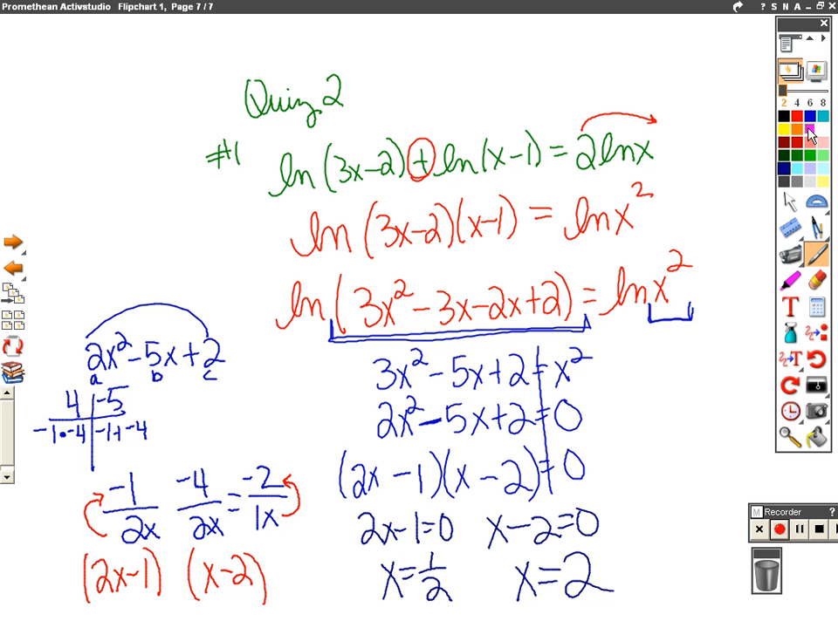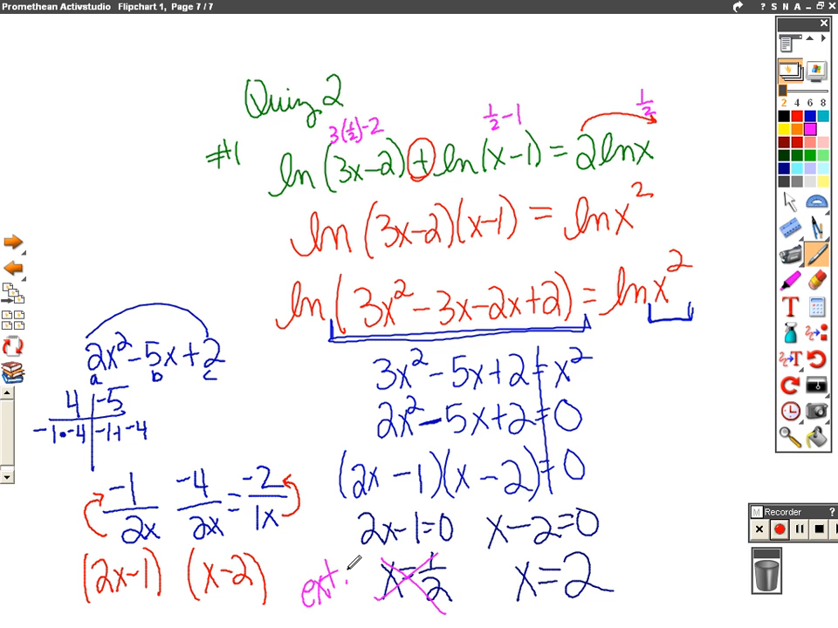So let's take a look. 1/2. If I put in 1/2 right here, do I still get a positive value? Looks like not. If I put in 1/2 here, do I get a positive value? Looks like it doesn't. Now it does over here, but all it takes is for one time it not to. So this is what we call extraneous.